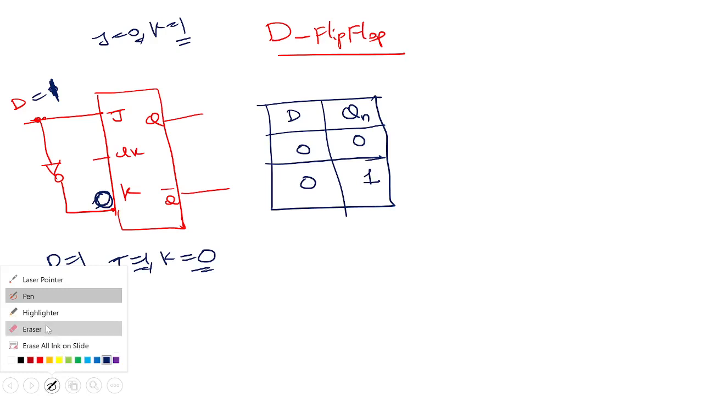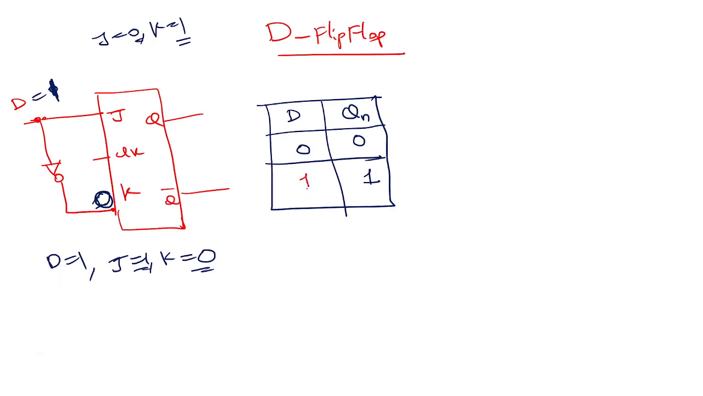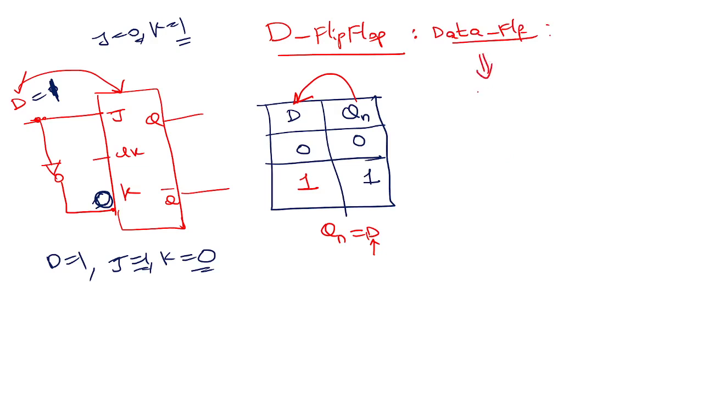Sorry. If D equals 1, now you see, this Qn is just a reflection of D, correct? Qn is just D, right? So whatever data comes in here will just be transferred to Q, that's it. So that's why it is also called a data flip-flop, okay? This will be very useful when you have memory applications, right?